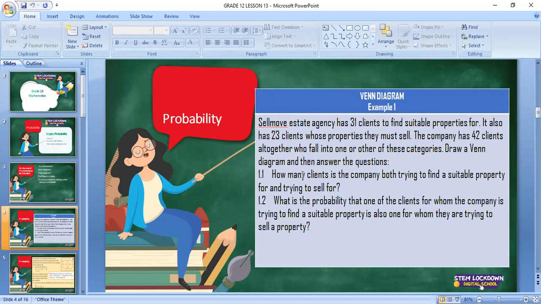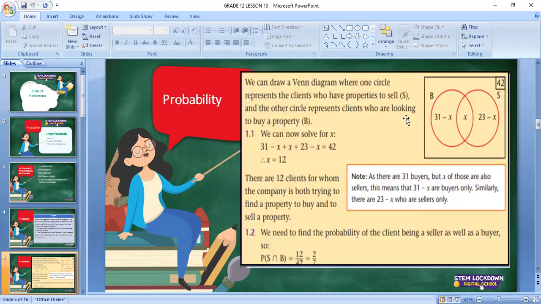To draw a Venn diagram, we use circles to represent the different events using letters. Those who want to buy properties we represent with B, and those selling properties we represent with S. Some people fall into both categories, buying and selling. We don't have the number who fall between these two categories, so we represent that number with X. We calculate the value of X, and from there we can solve the other questions.